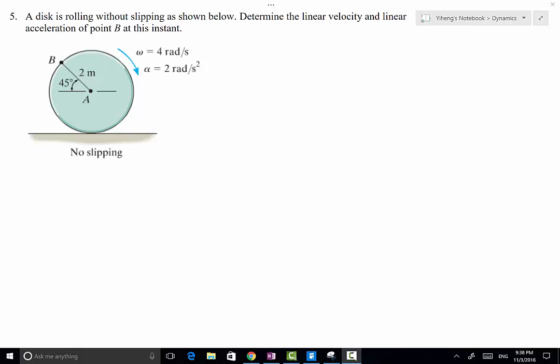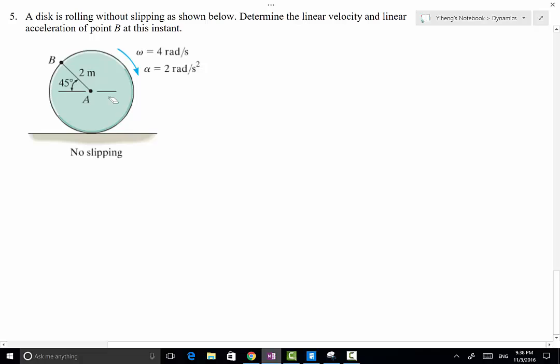In this problem, we have a disk that is rolling without slipping, and we need to determine the linear velocity and linear acceleration of point B at this instant. So for this problem, we're going to apply the relative motion analysis again. If we know the linear velocity and linear acceleration of point A, then we can find those of point B, because points A and B both belong to the same rigid body, and we know their relative position.